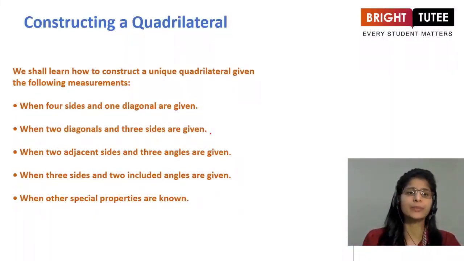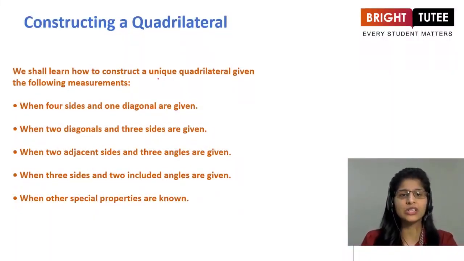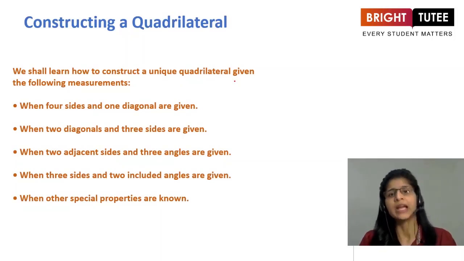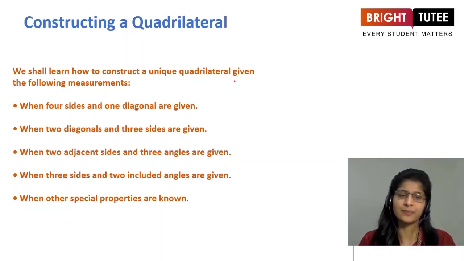Let's have a look at them. So we shall learn how to construct a unique quadrilateral, not just a quadrilateral, a unique quadrilateral. Unique means let it be a square, let it be a rectangle, let it be a rhombus, like this. So how, with what measurements given? When 4 sides and 1 diagonal is given. Okay, 4 sides will be given to you, 1 diagonal will be given to you.